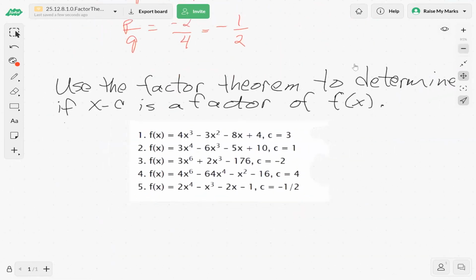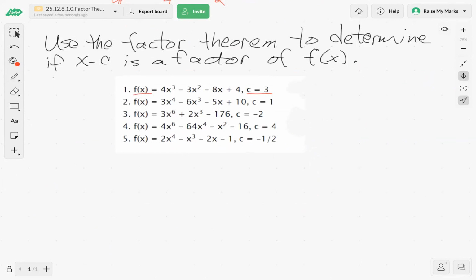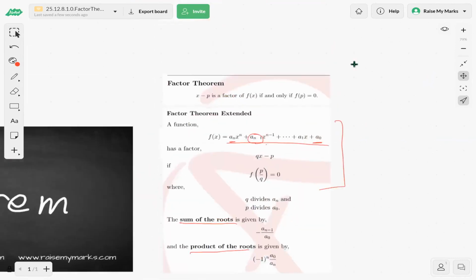All right, let's make it a little smaller so we can see the question. Use the factor theorem to determine if x minus c is a factor of f of x. It looks like we're given c and our f of x, and we want to determine if x minus c is a factor. So again, let's go back up to the statement of our factor theorem.